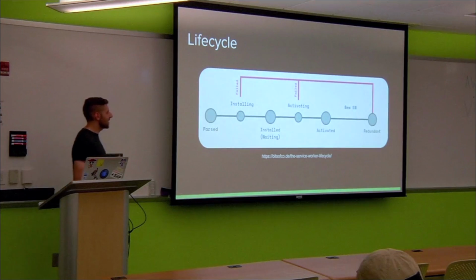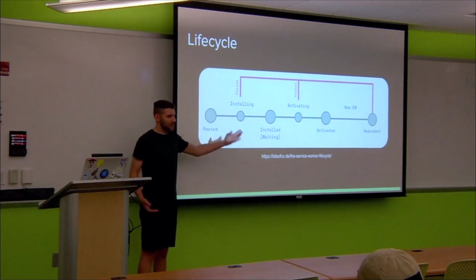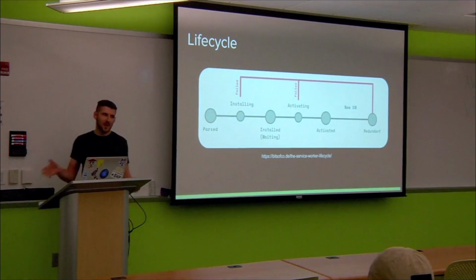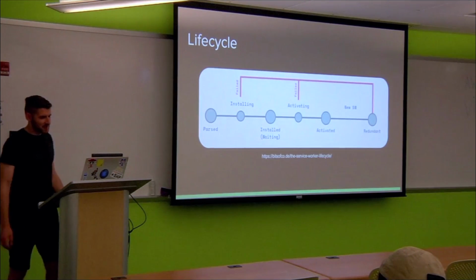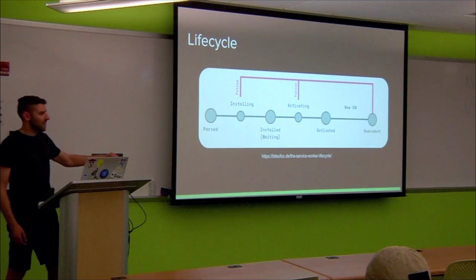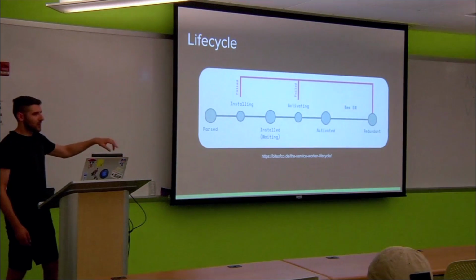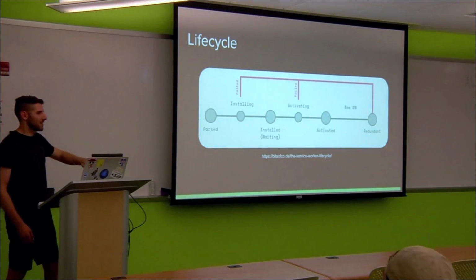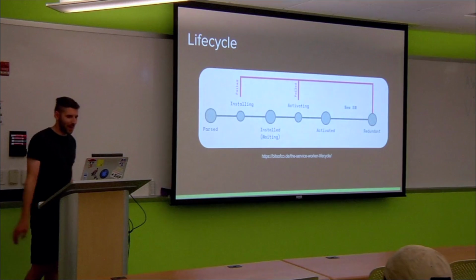Activated is when it's finally in control, and that worker is now your current service worker, and it is your proxy layer, and it's doing its thing. And redundant is the final step. It's either if the install fails, or the old worker that's now in a state of redundant because it's just sitting there ready to go away entirely.